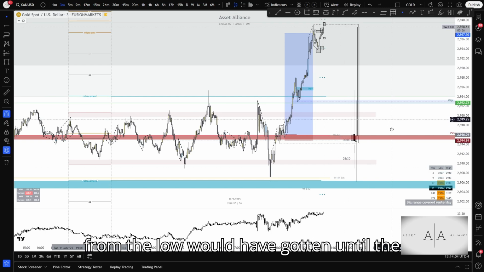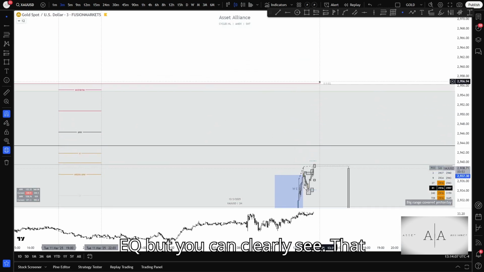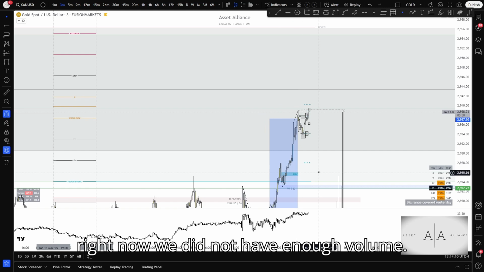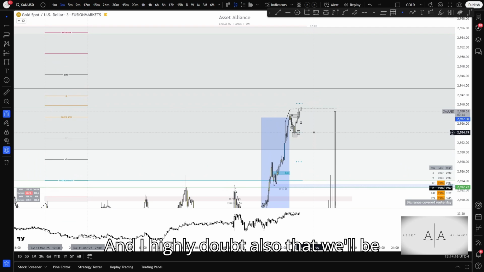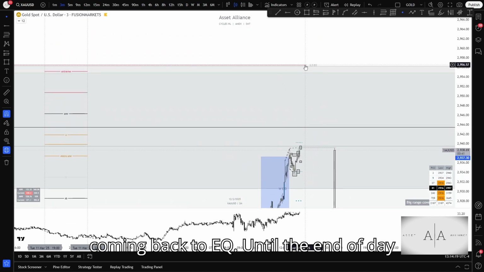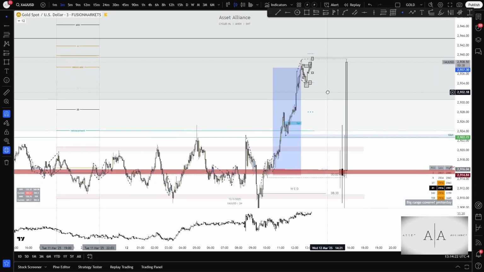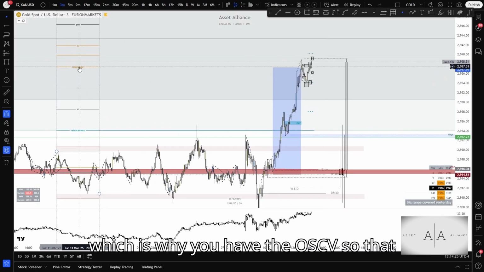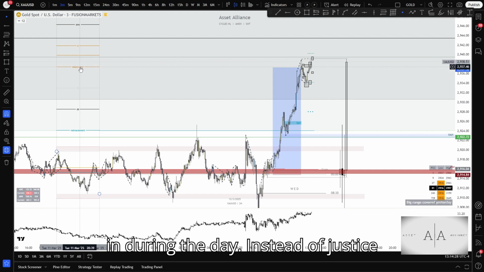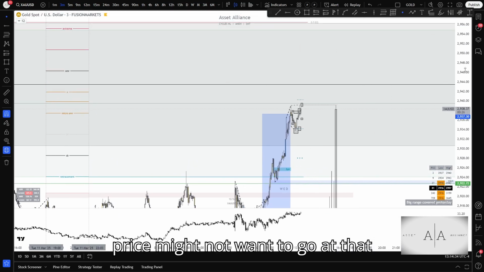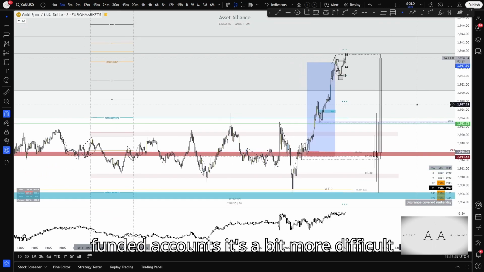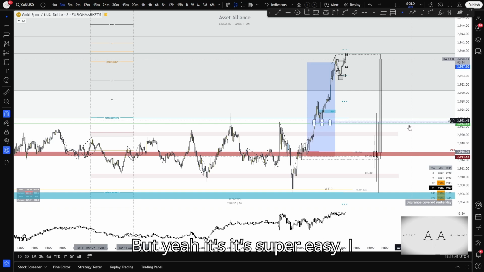So here from the low, it would have gotten until the EQ, but you can clearly see that right now we did not have enough volume, well, for now, to go back to EQ. And I highly doubt also that we'll be coming back to EQ until end of day. It will probably be for tomorrow, which is why you have the OSTDV, so that you know how much volume will be coming in during the day, instead of just putting your TP at Goldbach levels where price might not want to go at that specific day. Since I know that for funded accounts, it's a bit more difficult for y'all to hold trades, right? It's single day trades. But yeah, it's super easy.